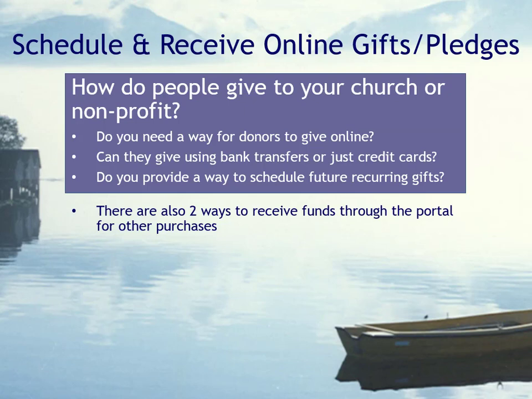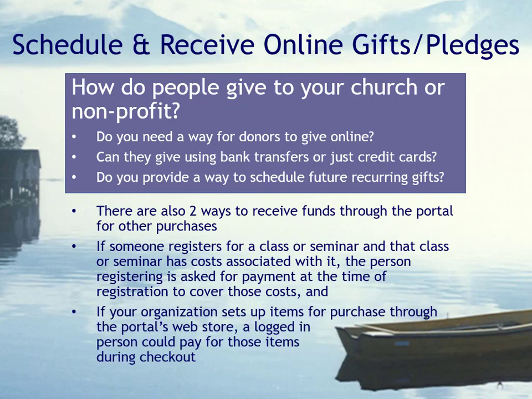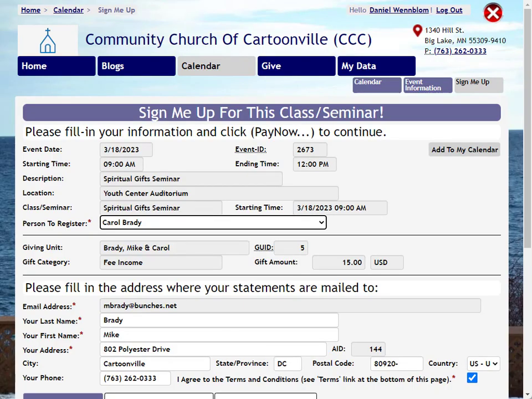There are 2 ways to receive funds through the portal for fee income or web store purchases. If someone registers for a class or seminar and that class or seminar has costs associated with it, the person registering is asked for payment at the time of registration to cover those costs. And if your organization sets up items for purchase through the portal's web store, a logged-in person could pay for those items during checkout. Here's an example of registering for a class with a $15 cost to cover the materials.